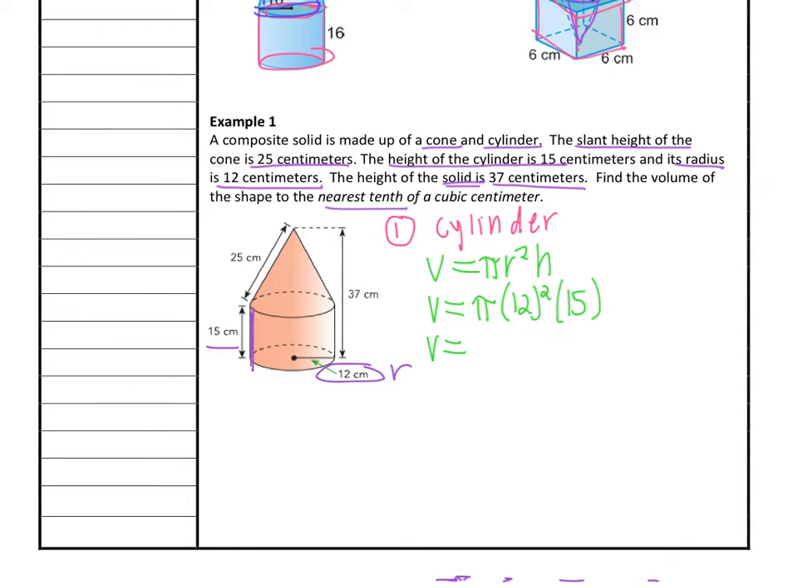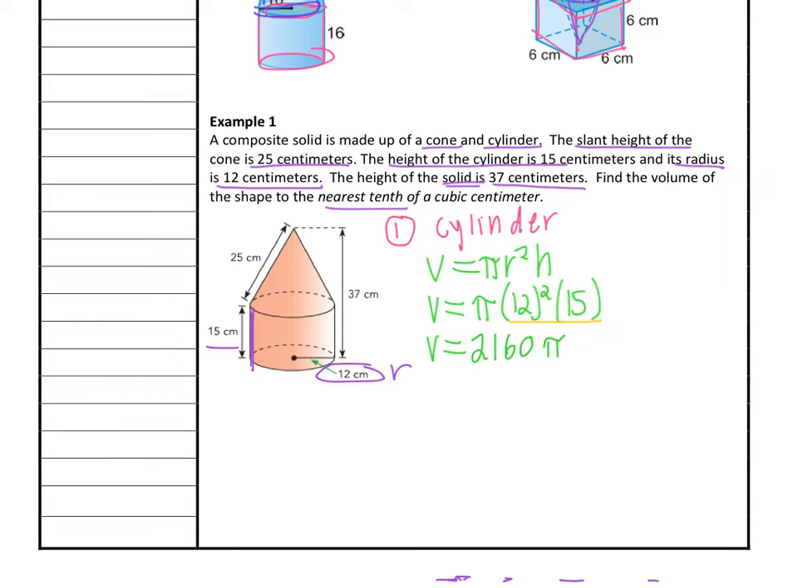So notice that I have a pi there. I'm going to go ahead and do what we did last time, which was leave it in terms of pi for right now. So I'm only going to type in the 12 squared times the 15. And in doing so, I'm going to end up with 2,160. I'm going to stick a pi back on it at the end. Okay? So that's my volume of the cylinder.